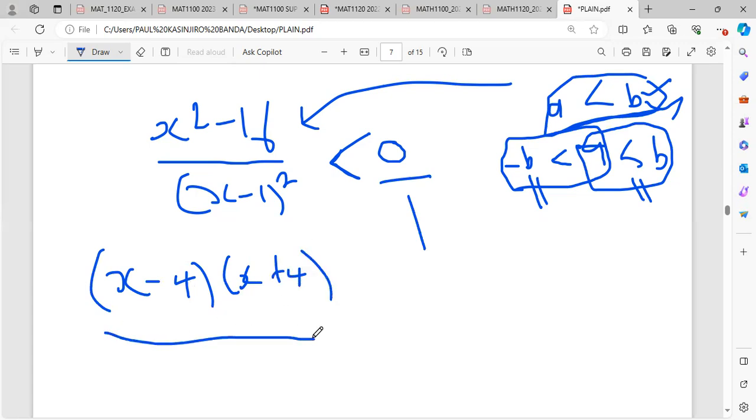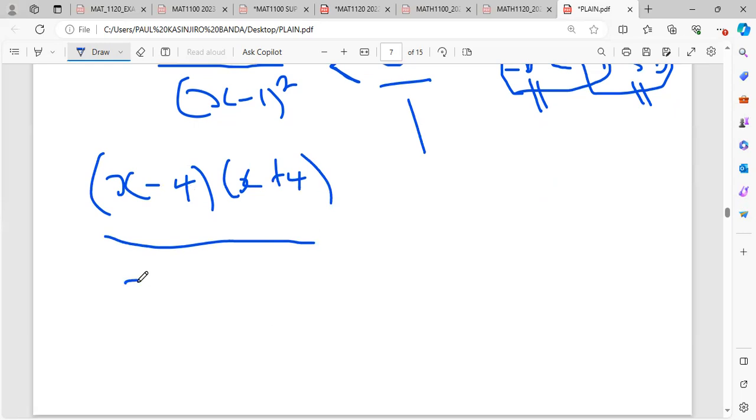Then down there, what do I have? I have x minus 1 squared, meaning I have x minus 1 and then again x minus 1. And this should be less than 0. So we are going to draw a sign graph and focus on the part that has negatives, because this is less than. If it was greater than, we would focus on the positive part. But since it is less than, we'll focus on the negative part.